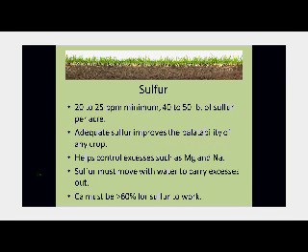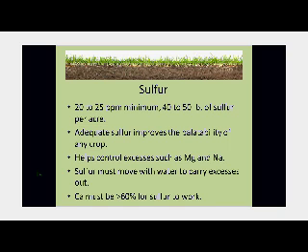Sulfur, when you're looking at levels on your report, you want probably 20 to 25 parts per million minimum, which is the equivalent of 40 to 50 pounds of sulfur per acre. So if you see something reported in parts per million, if you multiply that times 2, that will give you the pounds per acre that's available.